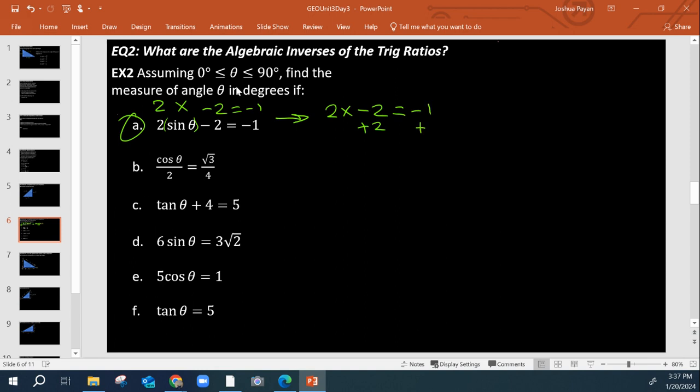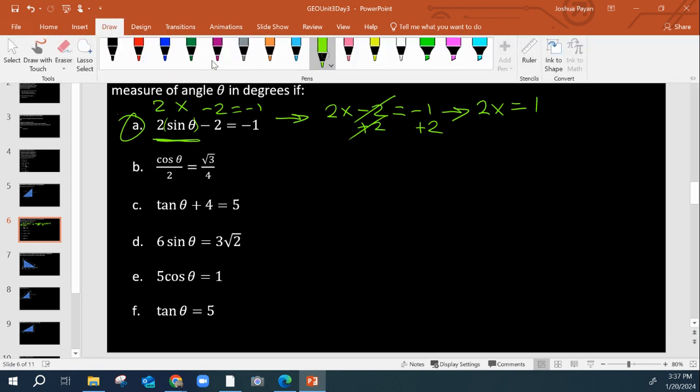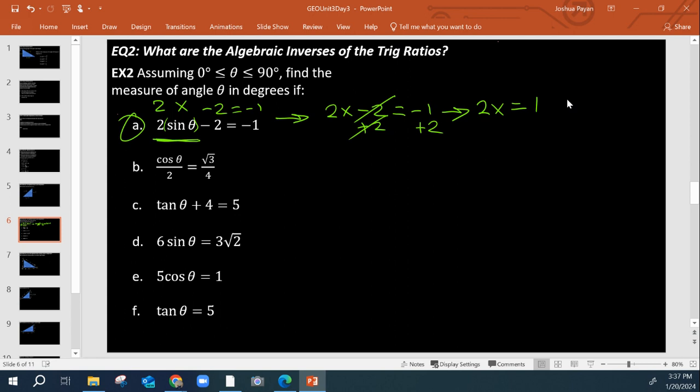What I do to one side, I also do to the other. And that brings me to this: 2x is equal to, because these guys canceled, 1. Or, remember, the x is sine theta. So we can say 2 sine theta is equal to 1, right? Either way, we are working to get the trig function by itself. So I'm going to continue with it just as an x, and in the later examples, you'll know what I'm doing. Okay, so obviously I'm going to divide by 2 on both sides.